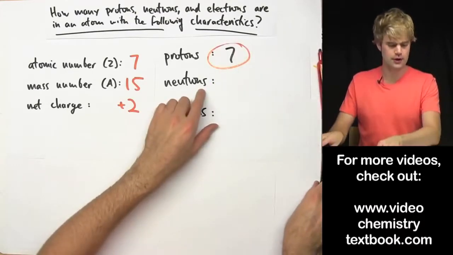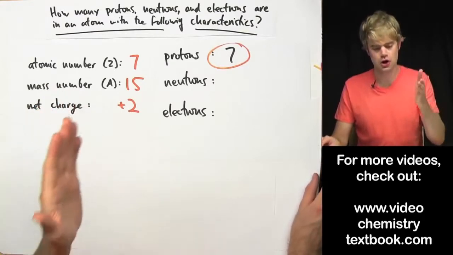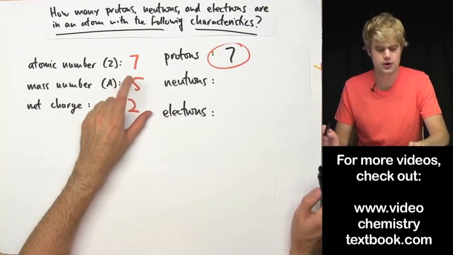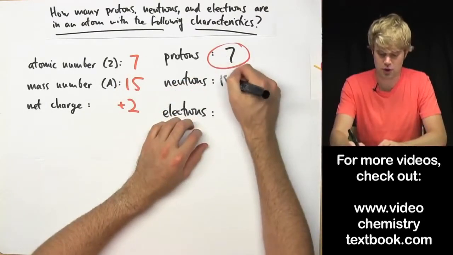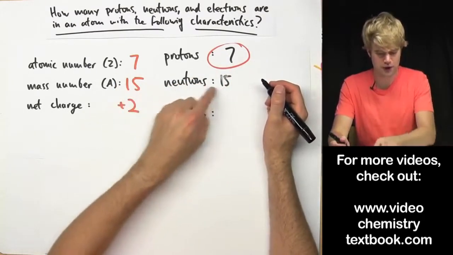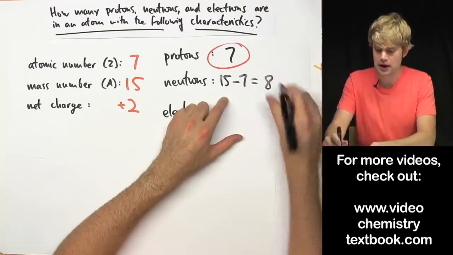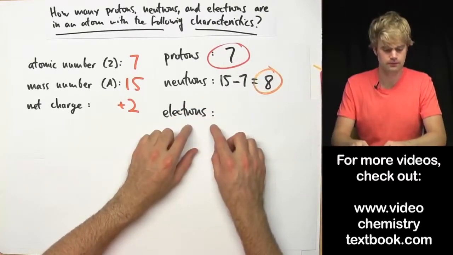Now what about neutrons? Mass number is protons plus neutrons. So this 15 here is protons and neutrons together. I already know how many protons there are, so I can do protons plus neutrons, the mass number, minus the number of protons equals 8, the number of neutrons.